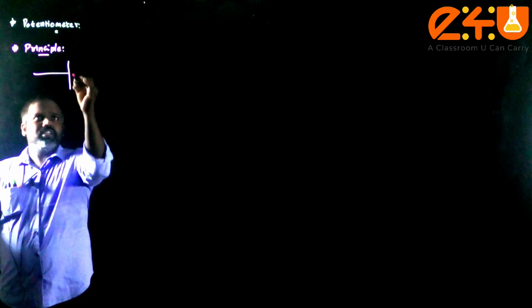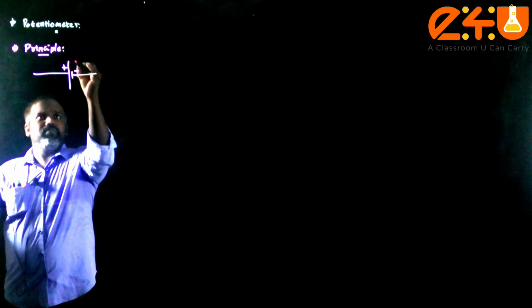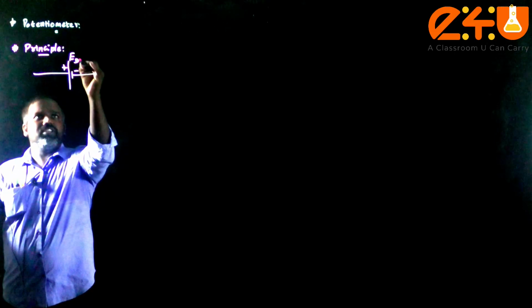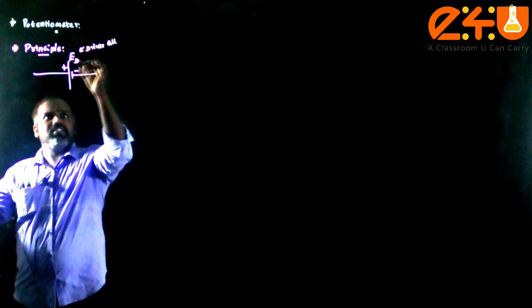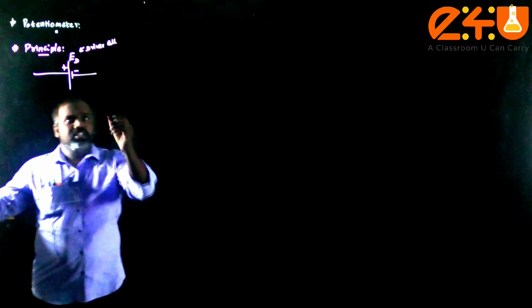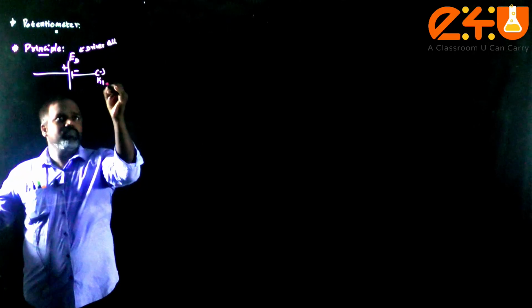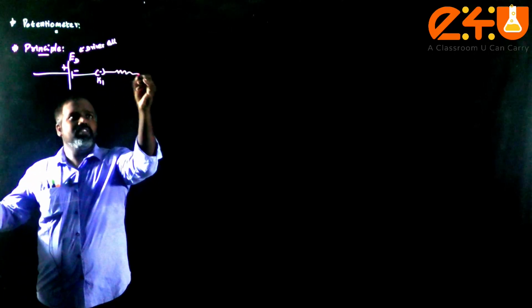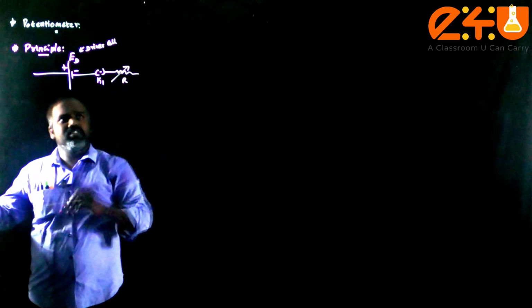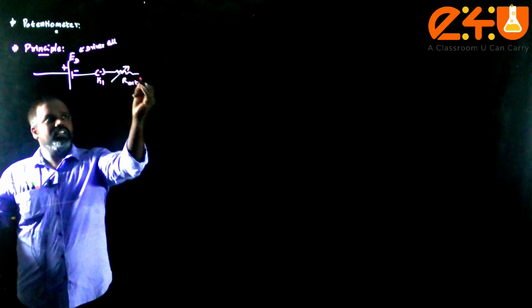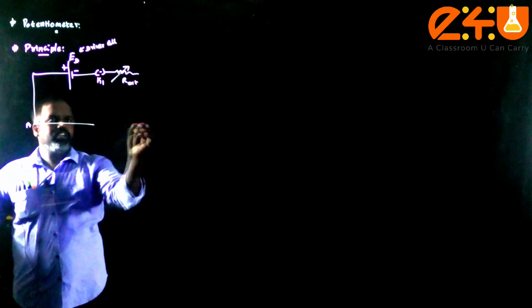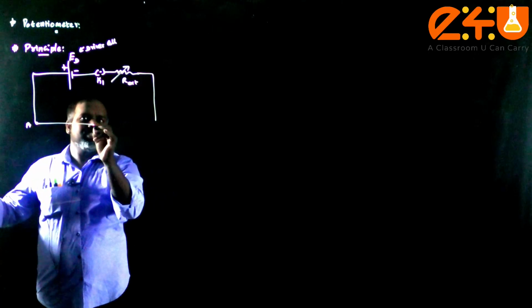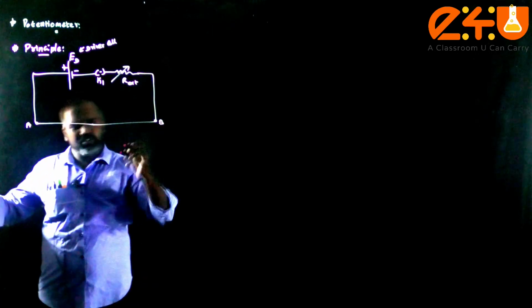So let us assume that there is a cell of EMF E. I can call this a driver cell, so I can call that ED. That is connected to some key, and this is some variable resistance, say for example R external, connected to the potentiometer wire of length AB. Yes, this is the potentiometer.